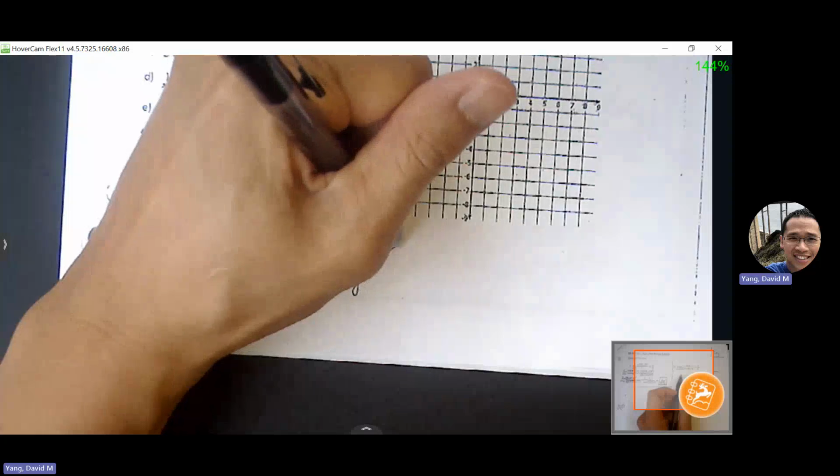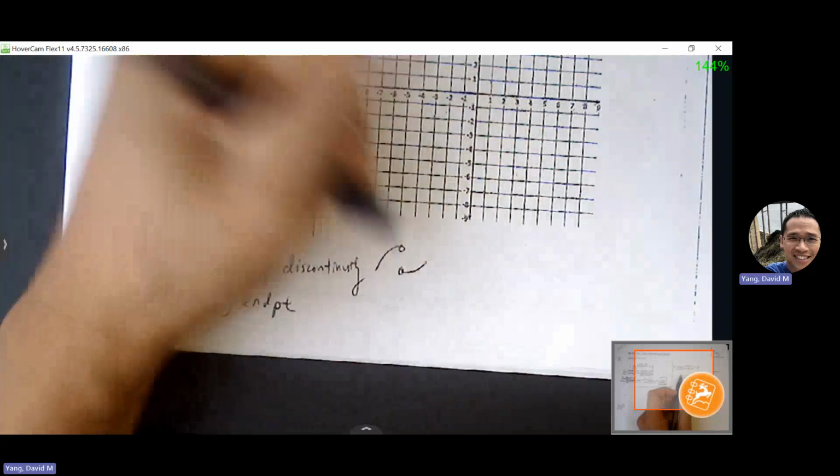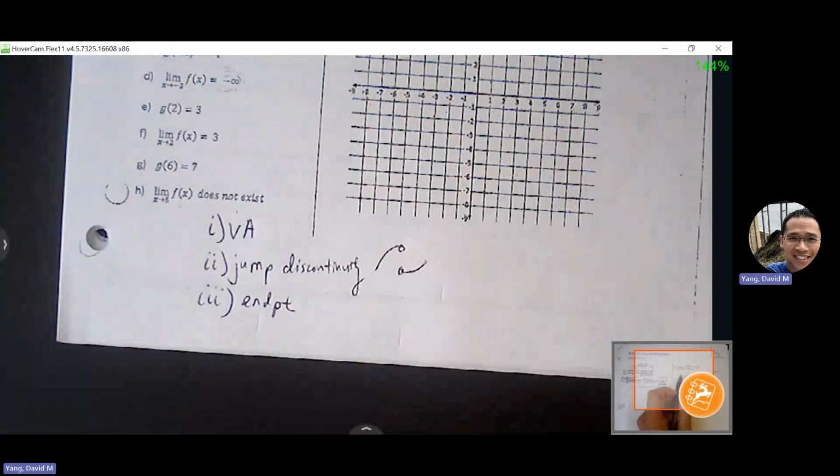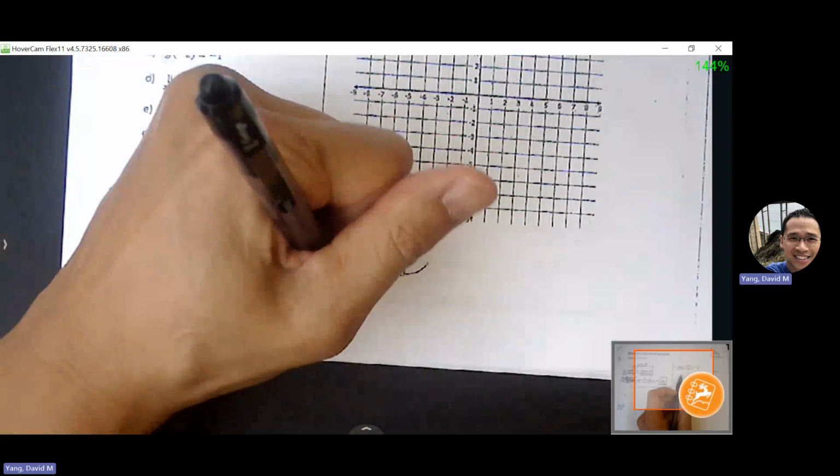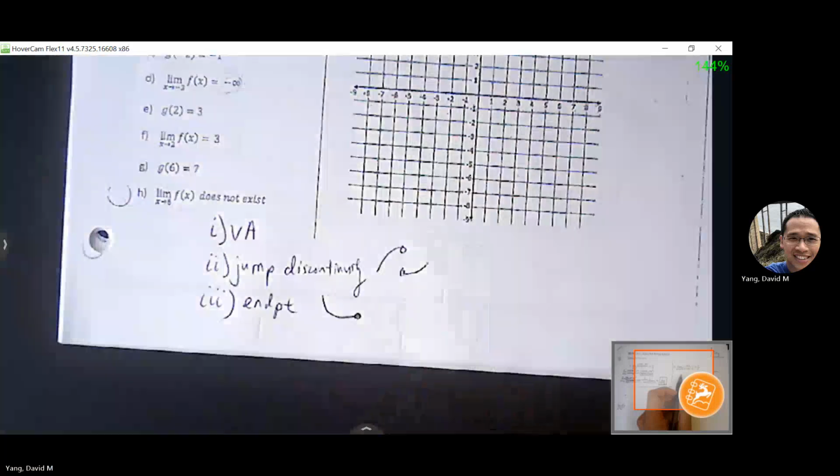So a jump discontinuity looks something like this, where if I pick points on both sides of that target, my arrows are not pointing in the same direction. An endpoint, you can just make the graph end and not pick up after that.